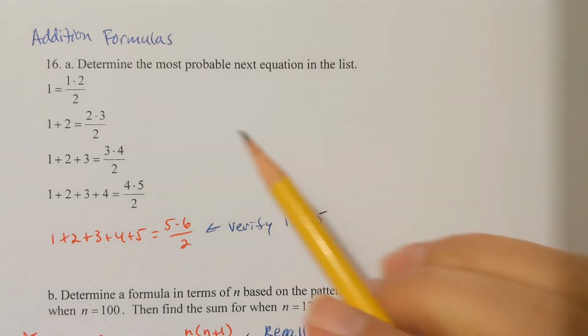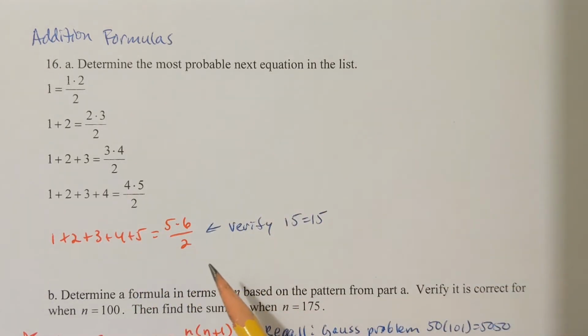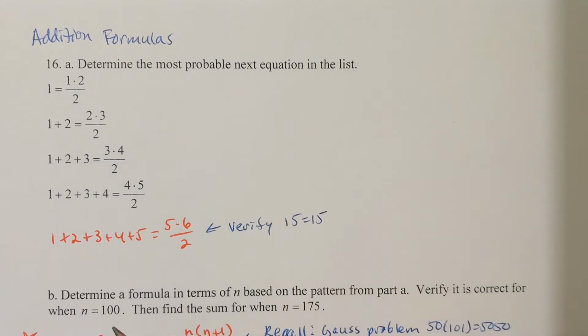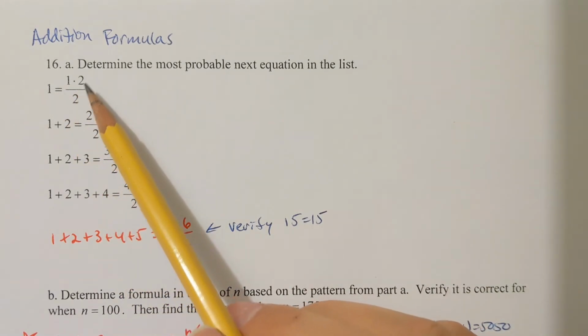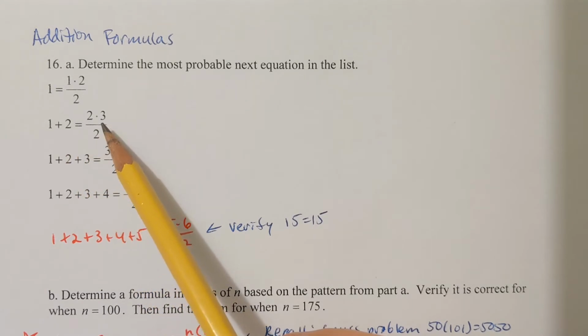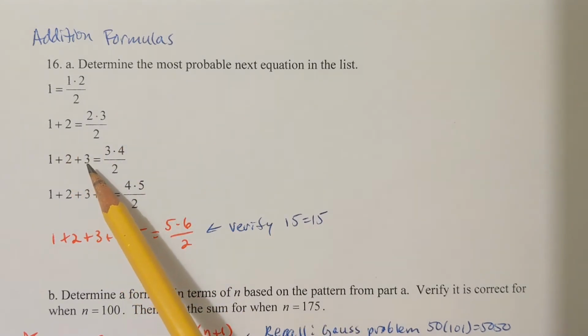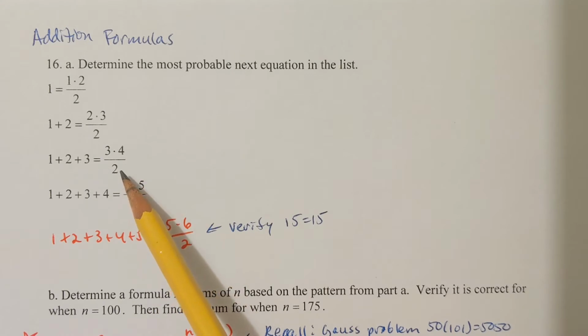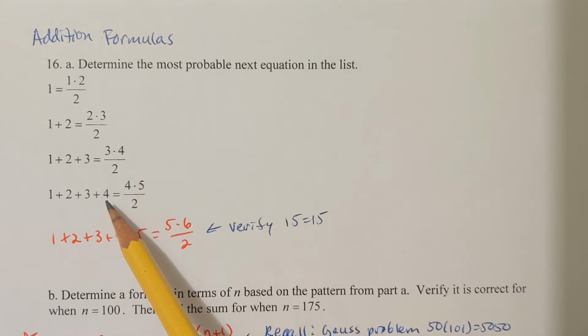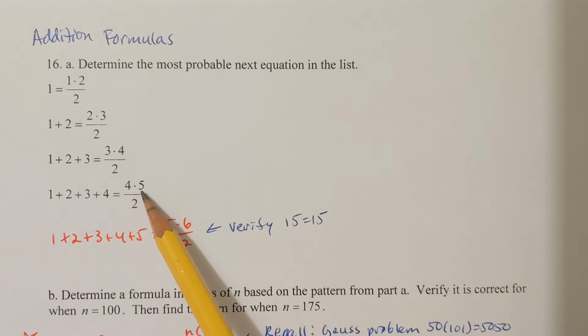So I've got a list of equations. We're going to determine the next one. So let me just verify that each one of these is correct. 1 equals 1, the 2's cancel there, that's true. 3 equals 3, the 2's cancel. 6 is equal to 12 divided by 2, which is 6, that's true. 10 is equal to 20 divided by 2, that's true.